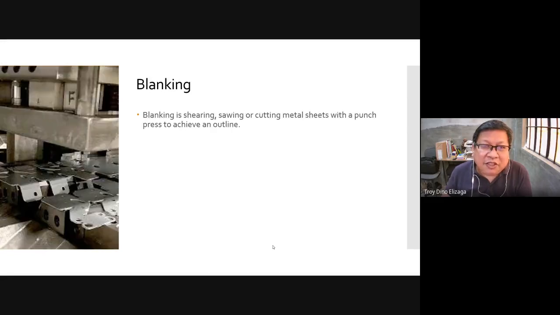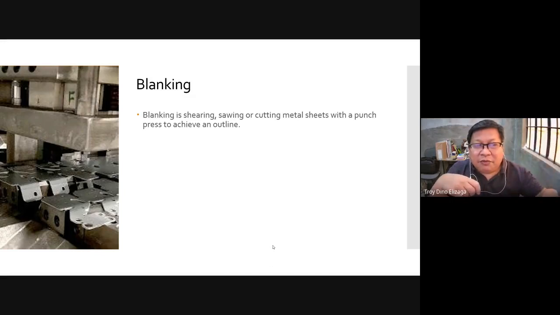Now blanking is shearing, sawing, or cutting metal sheet with a punch press to achieve an outline. The next processes, including blanking, are a bit confusing also because they're almost the same. But in blanking, you have a sheet metal and then you extrude it so that you get a particular shape. The one that is removed is the product of blanking, and the one that is retained is the scrap.